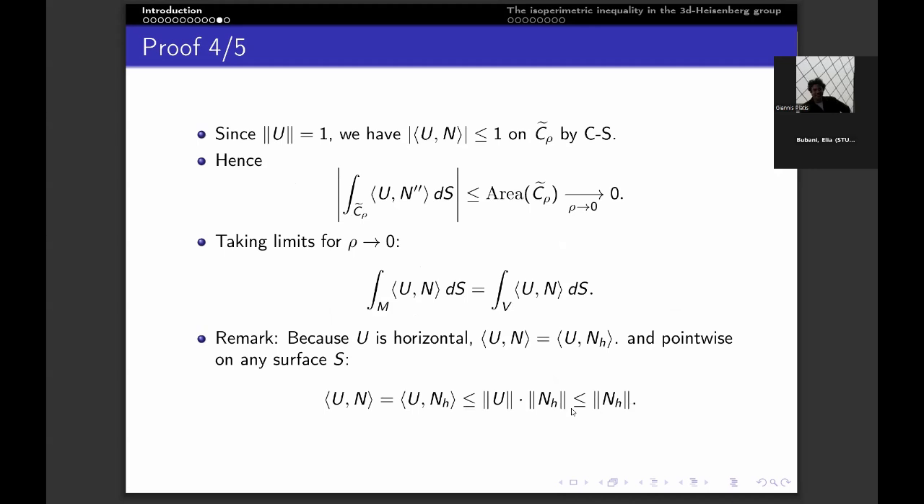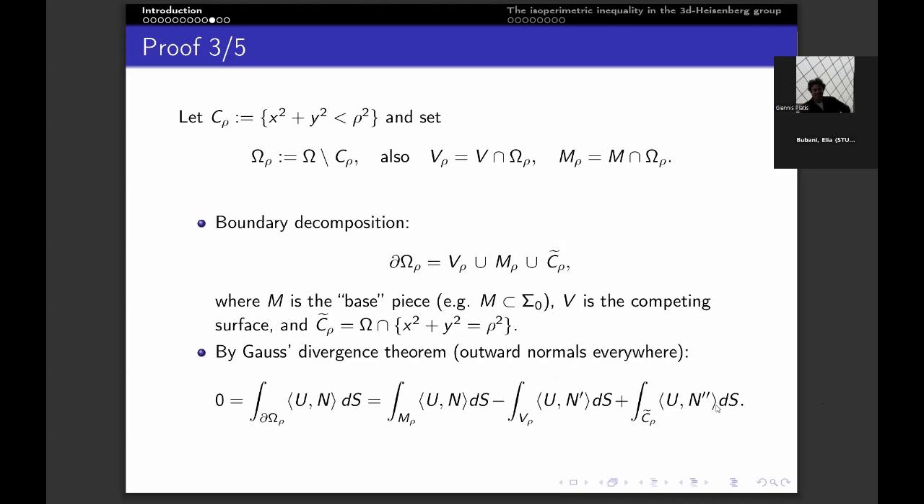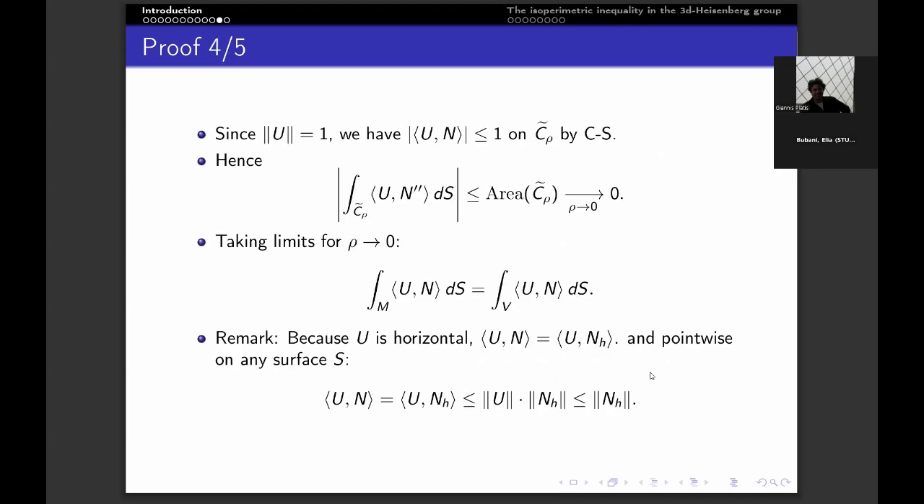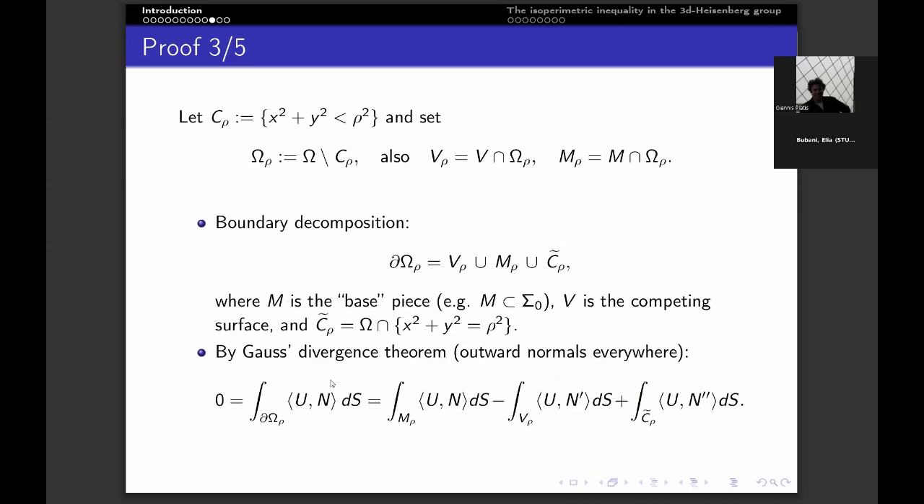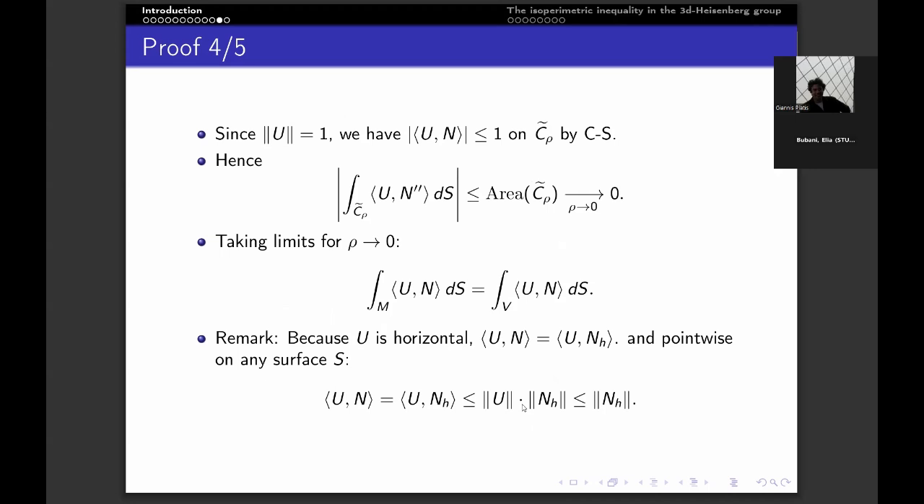And since U is a unit vector field, we can use the Cauchy-Schwarz inequality, and we can see that taking r to 0, this integral here is practically 0. We can take the limits for r to 0 in the Gauss divergence theorem here, so we have the equality of these two integrals.